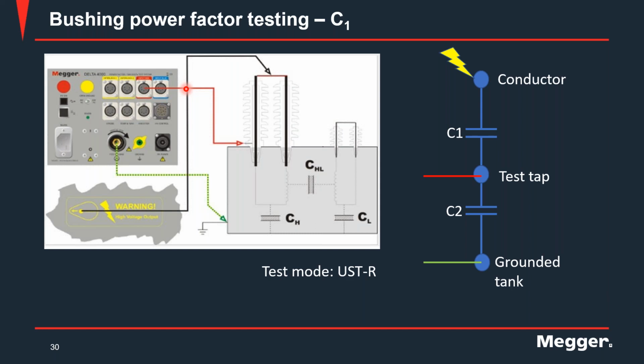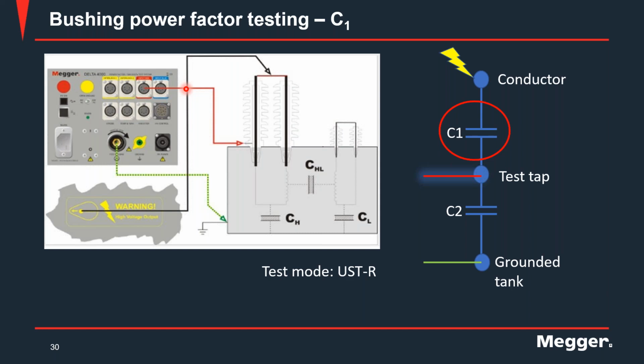These test tabs have caps on them, which keep the test tab grounded when the bushing is in service. So you need to unscrew that cap and make a solid and safe connection on the test tab. Then you apply voltage up top and run this measurement in the UST mode. In the UST mode, only the current flowing through the measurement lead gets measured, and so you end up measuring the capacitance between the bushing core or the bushing conductor and the test tab, which is the C1 capacitance.